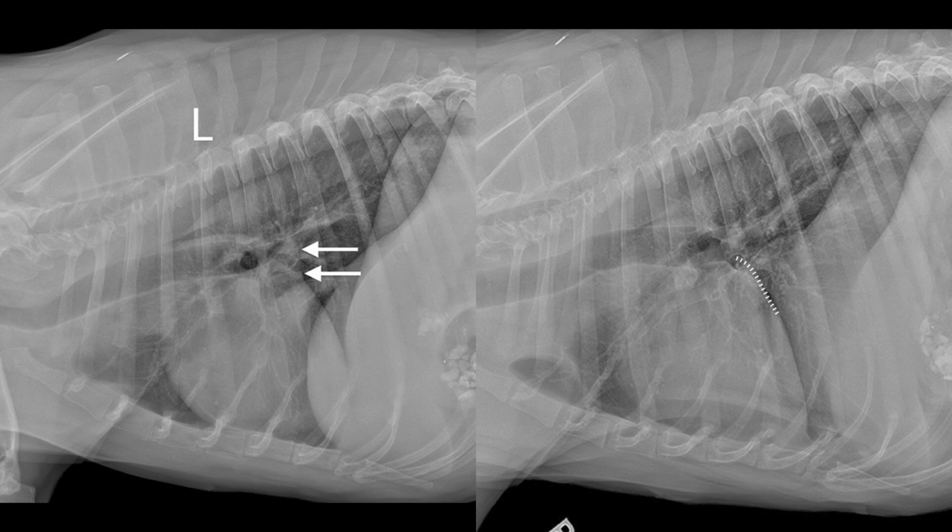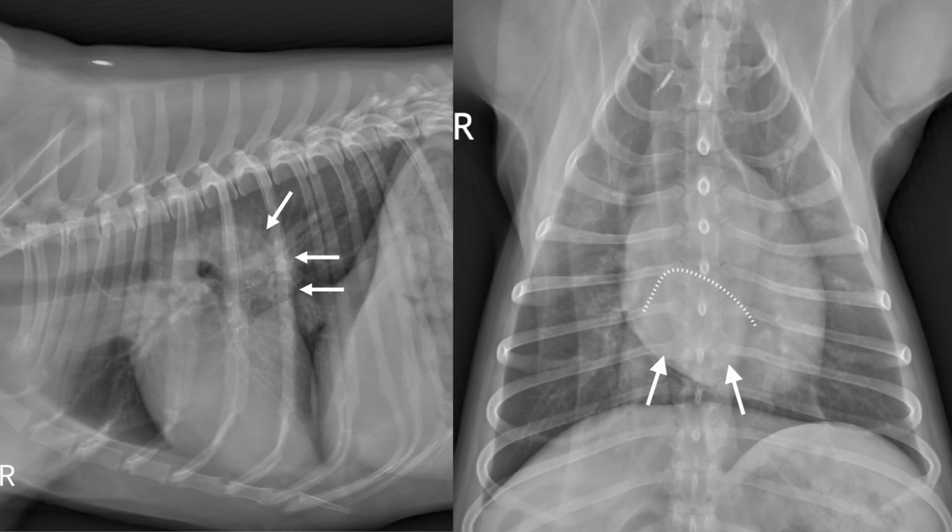Observe how the cardiac silhouette tapers cranially in the right lateral view of the same patient, outlined by the dotted white line in the right image. Additionally, identification of abaxial displacement of the caudal mainstem bronchi on the ventrodorsal view would support true left atrial enlargement.